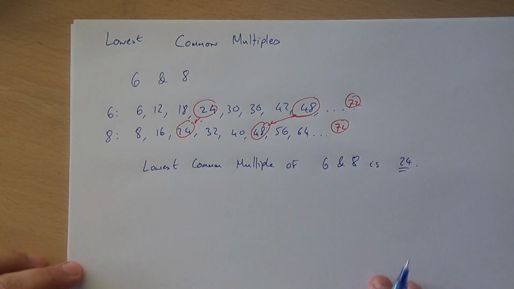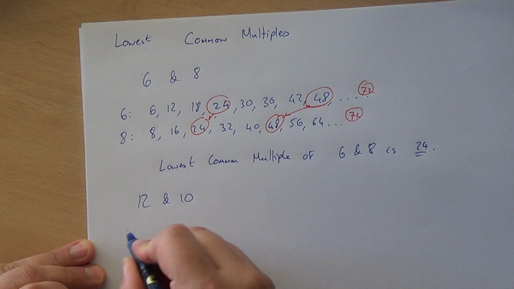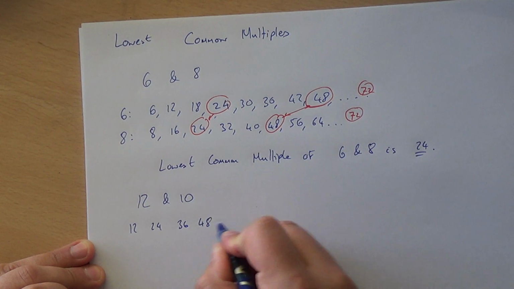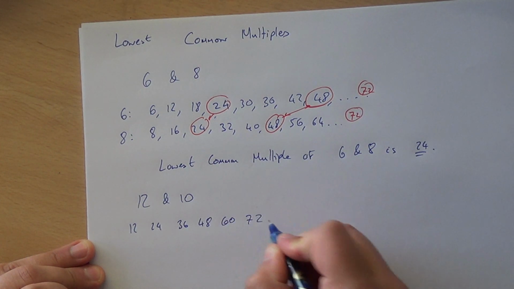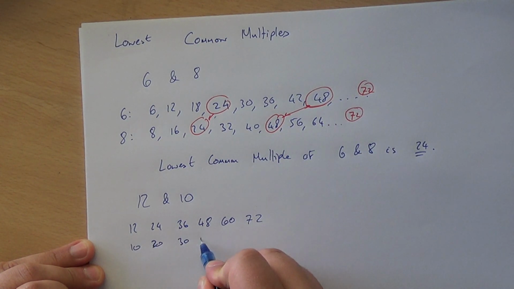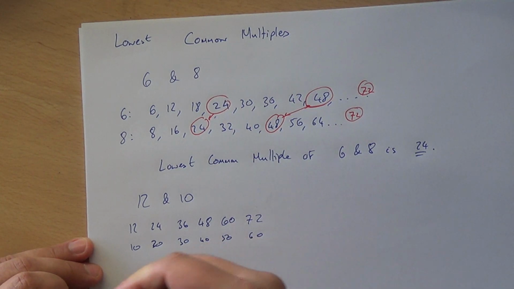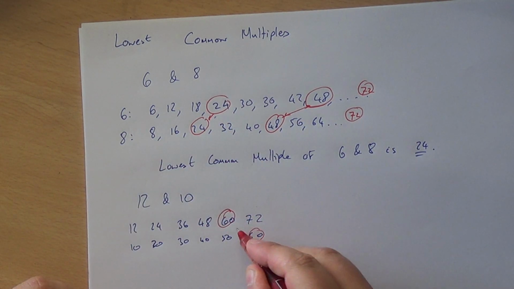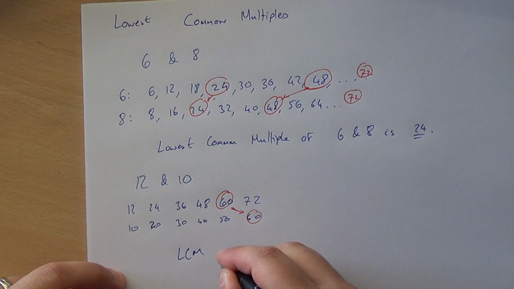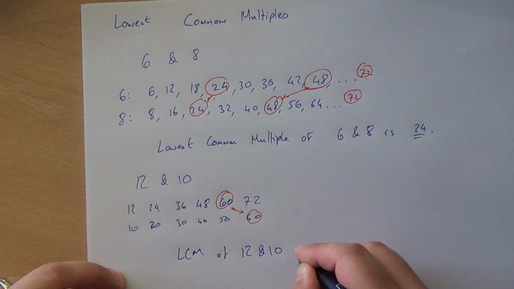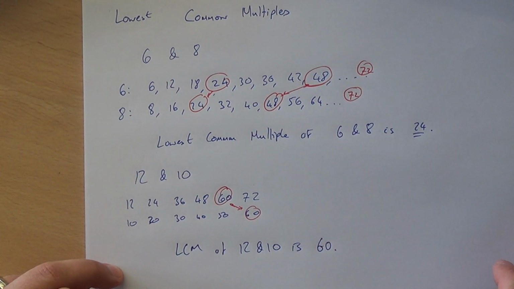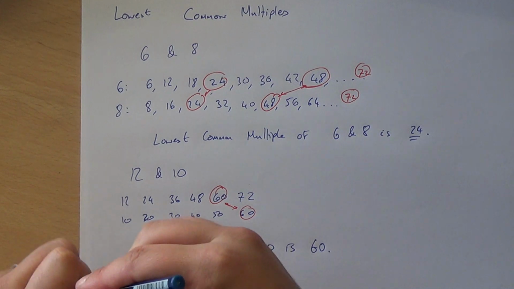Now sometimes it is just that easy, so we do 12 and 10. We know our 12 times table, or we can write it out if we don't. And because we know our 10 times table very easily, we already actually can see where this is going. We know that 60 appears in both. Now we might see this as a little acronym, but the LCM of 12 and 10 is 60. You don't always need to write the full lists out. If you know your times tables well enough, you can spot it in your head. So that was a fairly simple one.